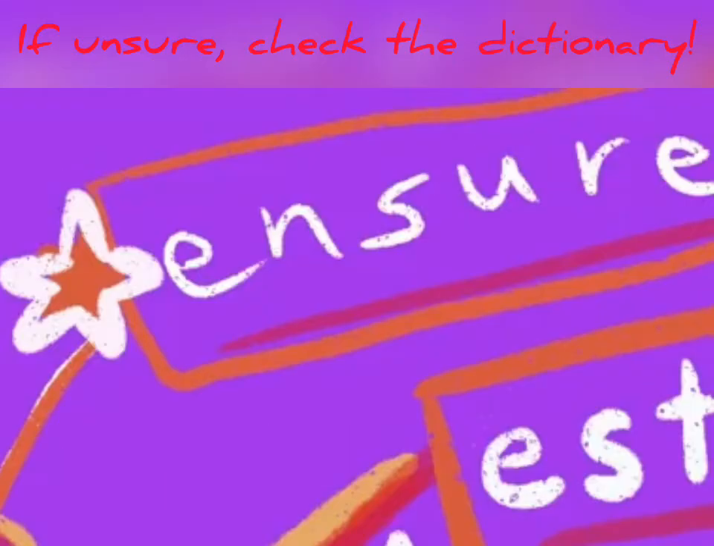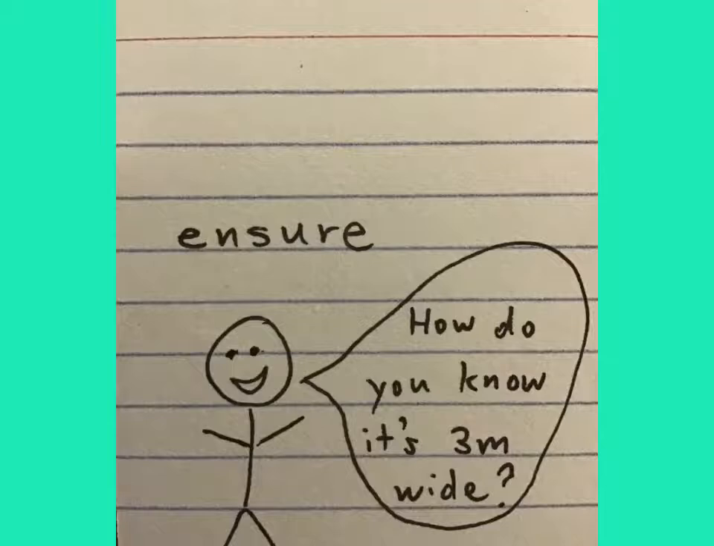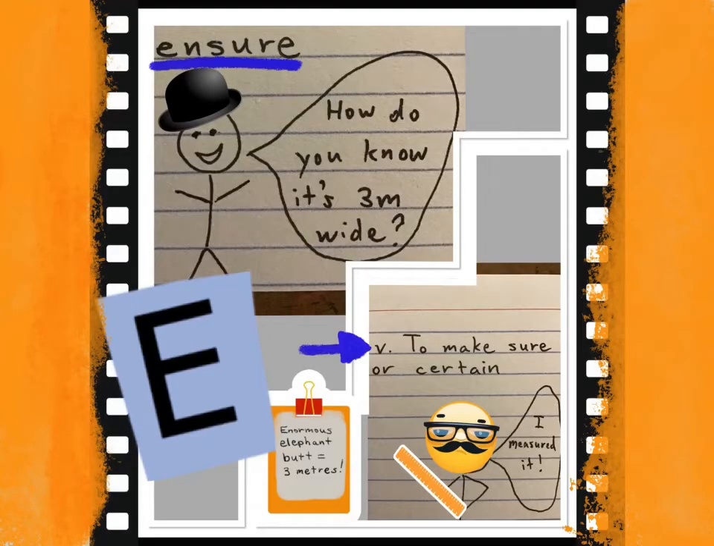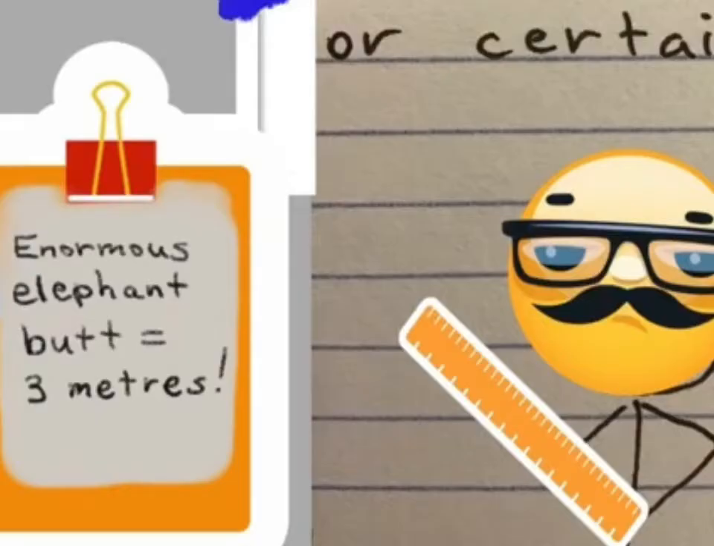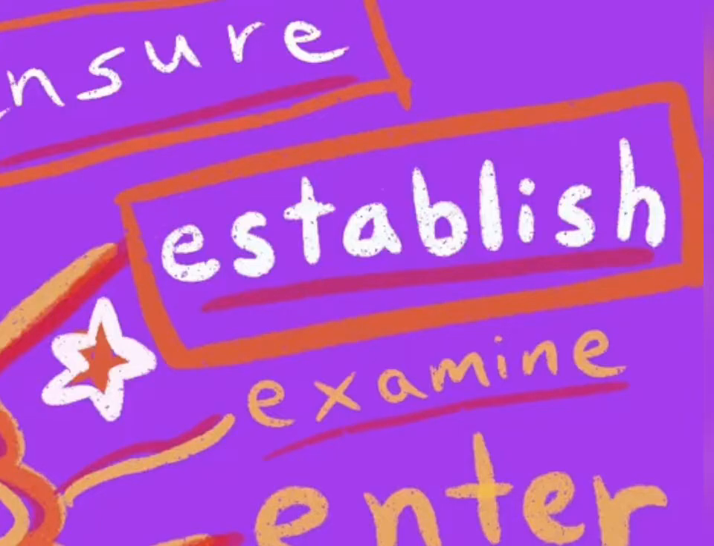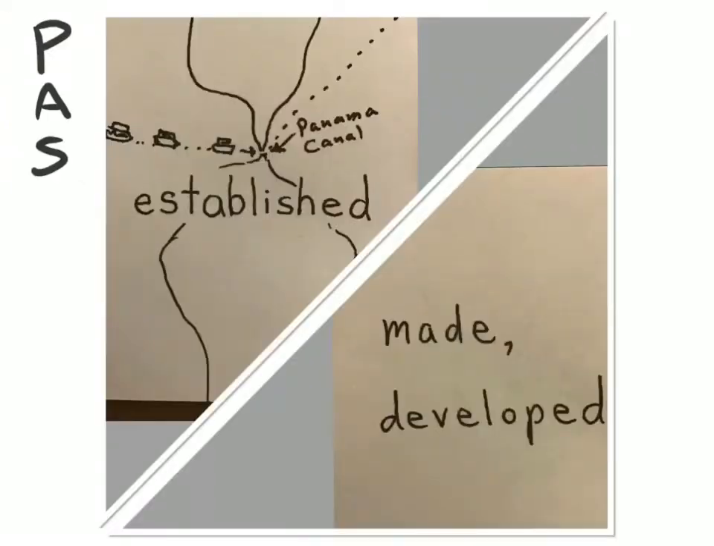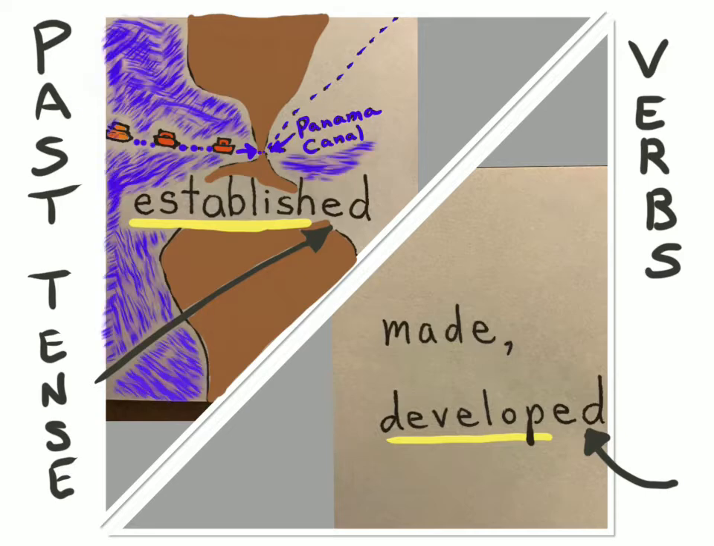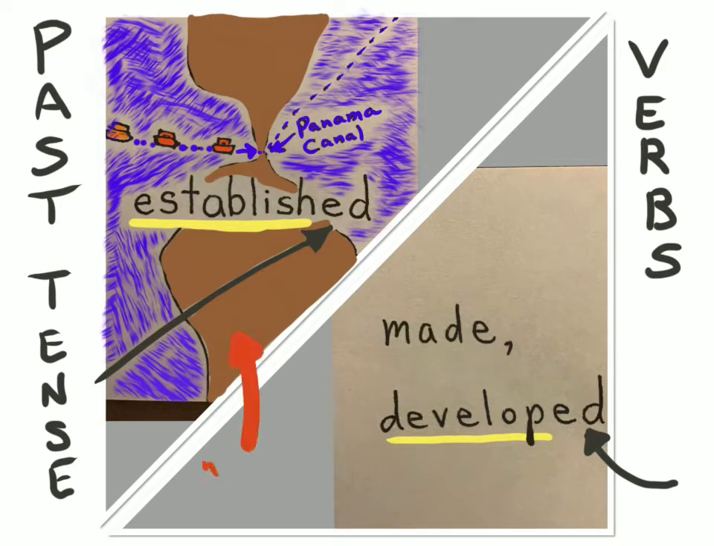So, what does ensure mean? It means to make certain. How do you know it's 3 meters wide? I measured it. To ensure means to make sure or certain. He knows it's 3 meters wide because he measured it. The next E verb that we will focus on is establish. To establish means to make or develop. Because this is a story, we use the past tense, so we add ed, established.